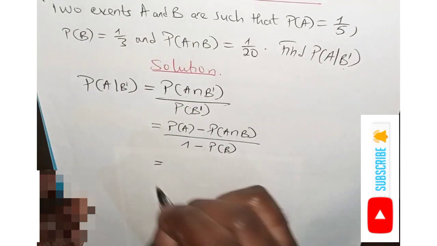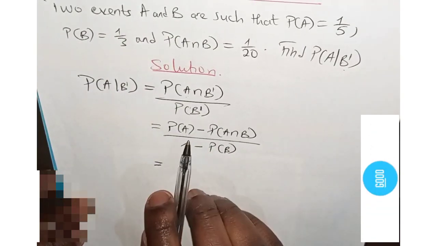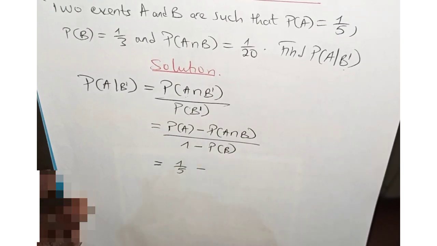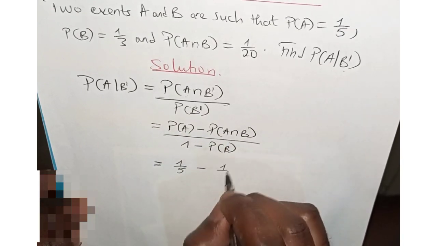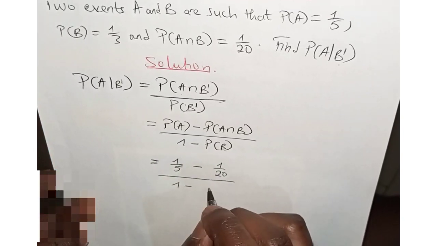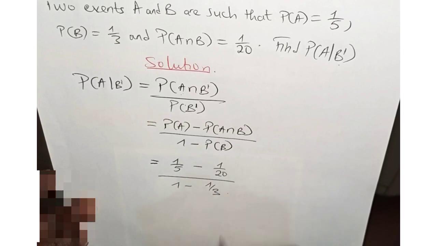We simply substitute the data given in the question. The probability of A was given as 1 on 5 minus the probability of the intersection, which is 1 on 20, divided by 1 minus the probability of B, which is 1 on 3.